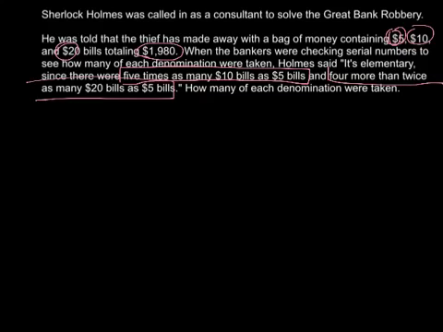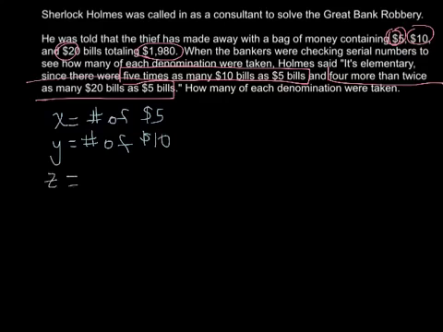Wow, something else, right? So in other words, I'm going to use variables to let x equal the number of $5 bills, y equal the number of $10 bills, and z equal the number of $20 bills.